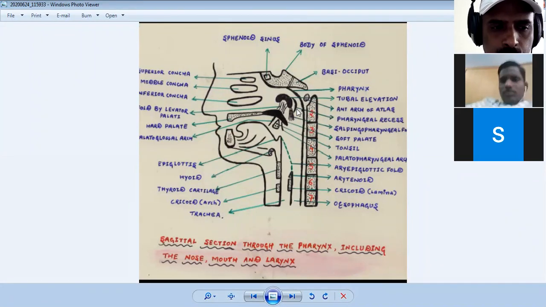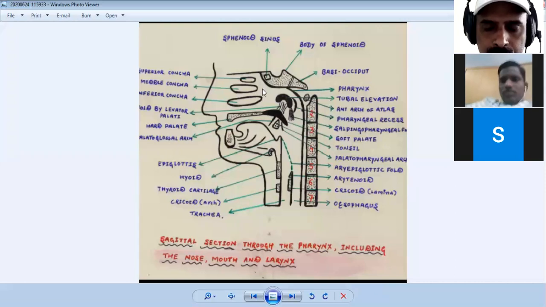One is opposite the basi-occiput, and behind the tubal opening there is another collection, the tubal tonsil. Opposite the basi-occiput is the nasopharyngeal tonsil, and if it is enlarged we call it adenoids. So this is all about the first part, the nasopharynx. It is very important to understand the nasopharynx.